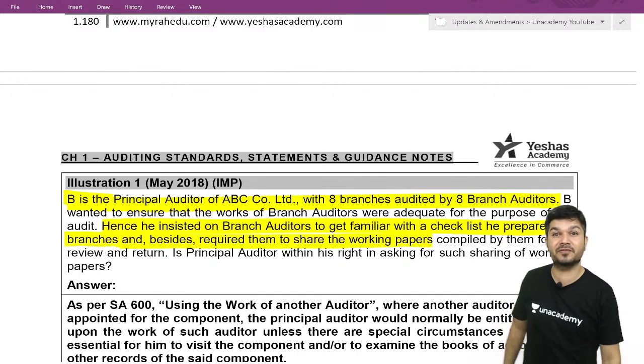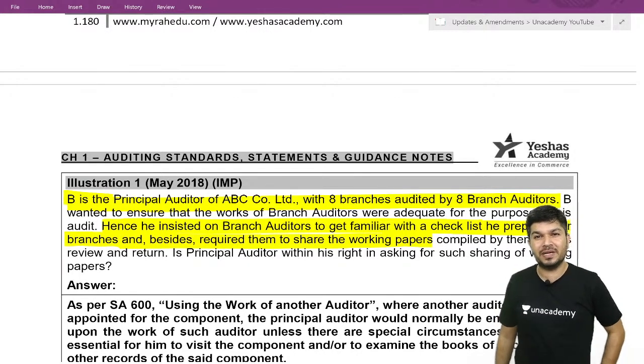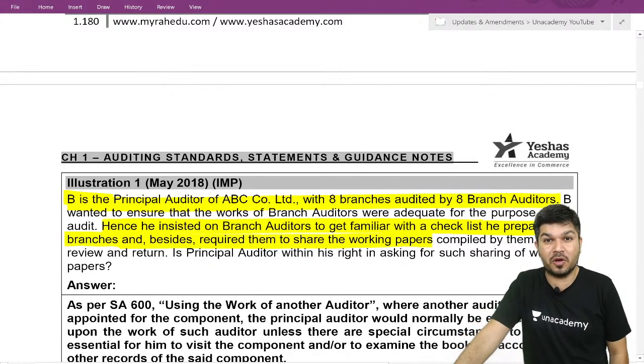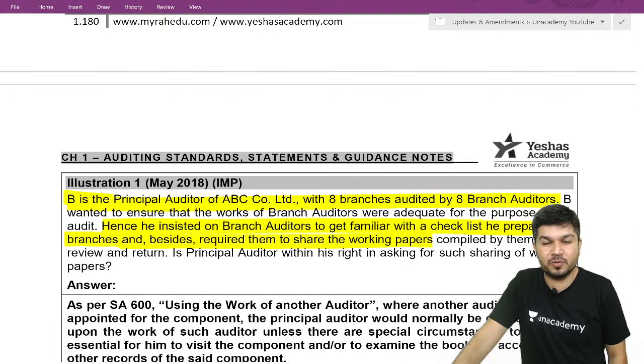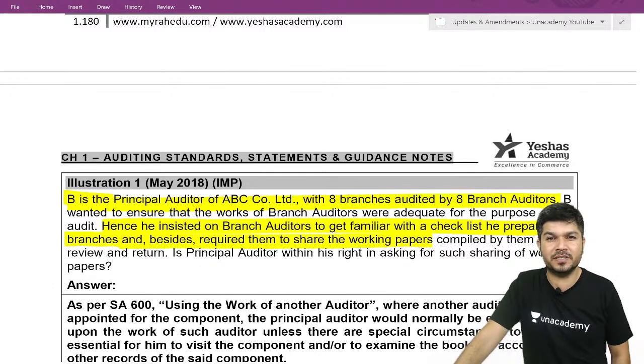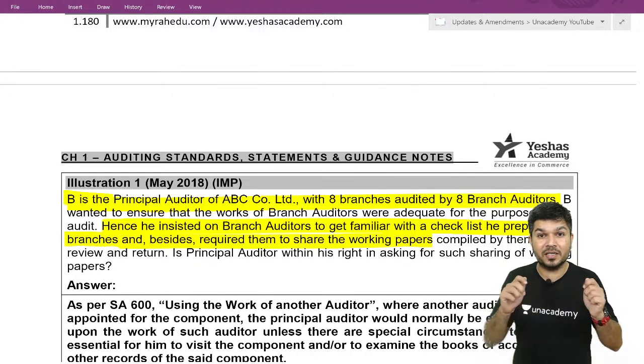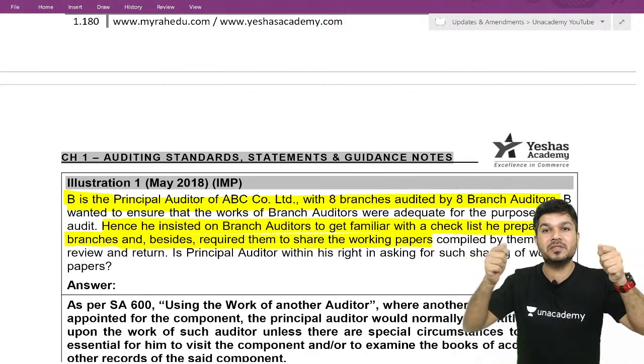Okay, Prem says, of course, Prem. If you go to SA 230, SA 230 is on working papers, documentation. As per SA 230, working papers are the property of the auditor. The same way, branch audit working papers are the property of the branch auditor. The principal auditor cannot tell him to give me the copies of working papers.